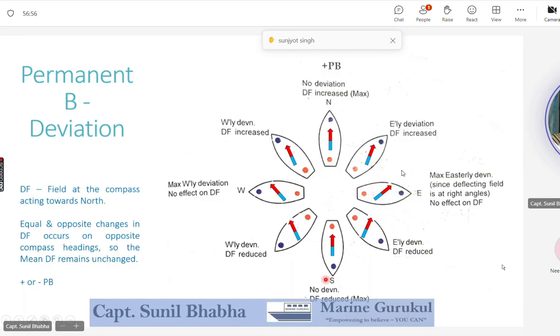Now with the ship heading in the southerly direction, you see now the poles of the ship are opposite to the poles of the earth. South of the compass, we have the blue pole of the ship and the red pole of the earth. North of the compass, we have the red pole of the ship and the blue pole of the earth. So with the ship pole and the earth pole becoming opposite, the directive force is reduced. So there is a maximum reduction in the directive force with the ship heading in the southerly direction.